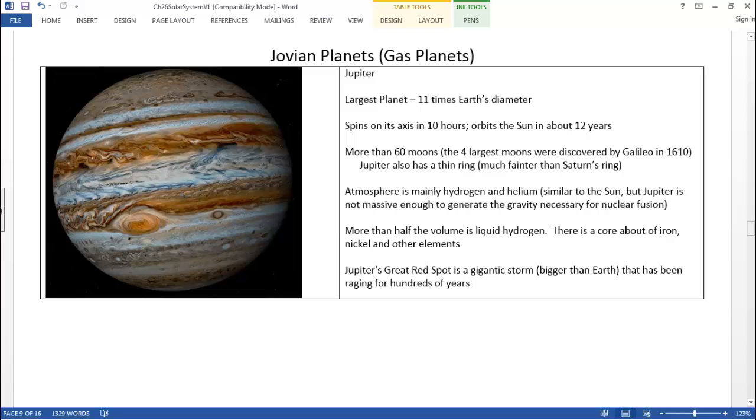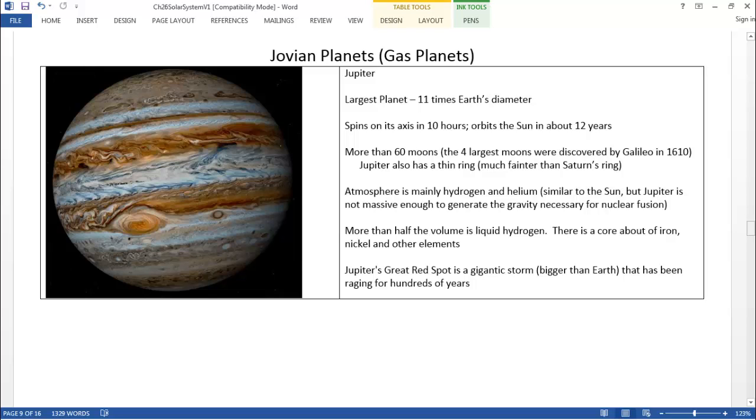Okay, that takes care of the terrestrial planets. Farther out are the Jovian planets, the gas planets. So these planets are formed mainly of helium and hydrogen, just like the sun. Now, if they had enough gravity, they could push these hydrogen atoms together and cause nuclear fusion and start lighting up like a sun. But they don't have enough gravity. They can't squeeze the hydrogen atoms together to do nuclear fusion.